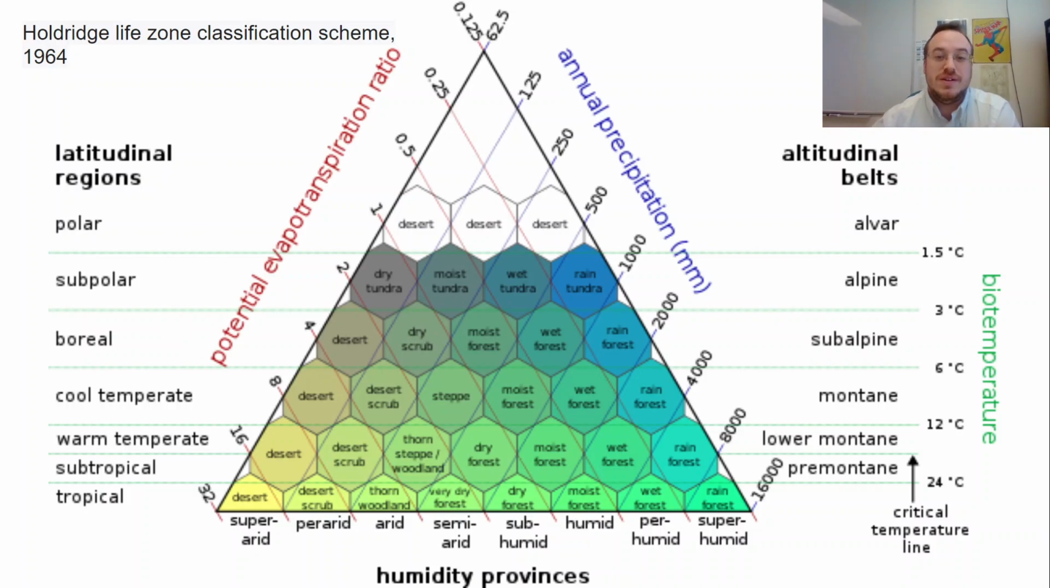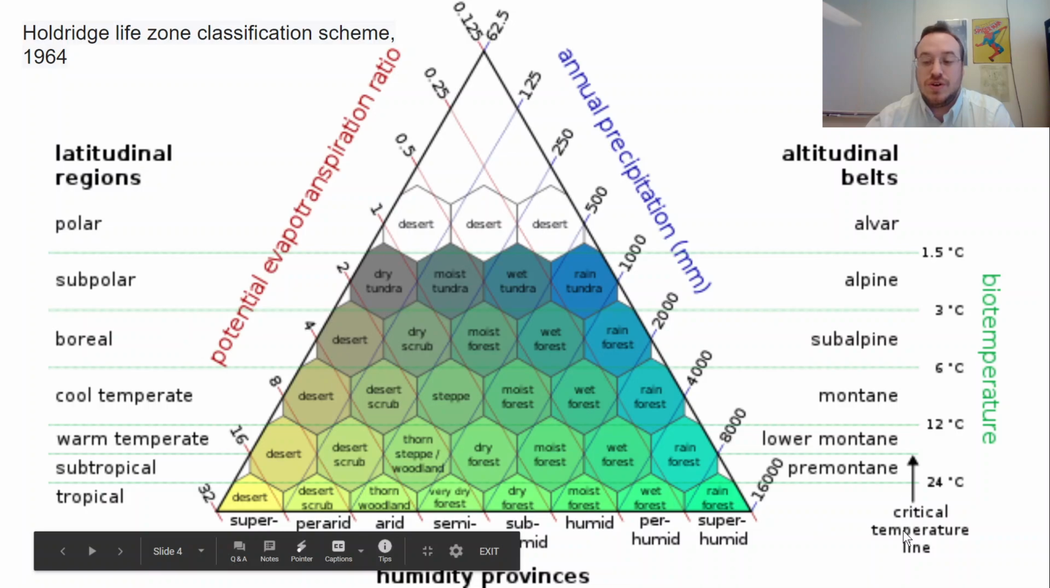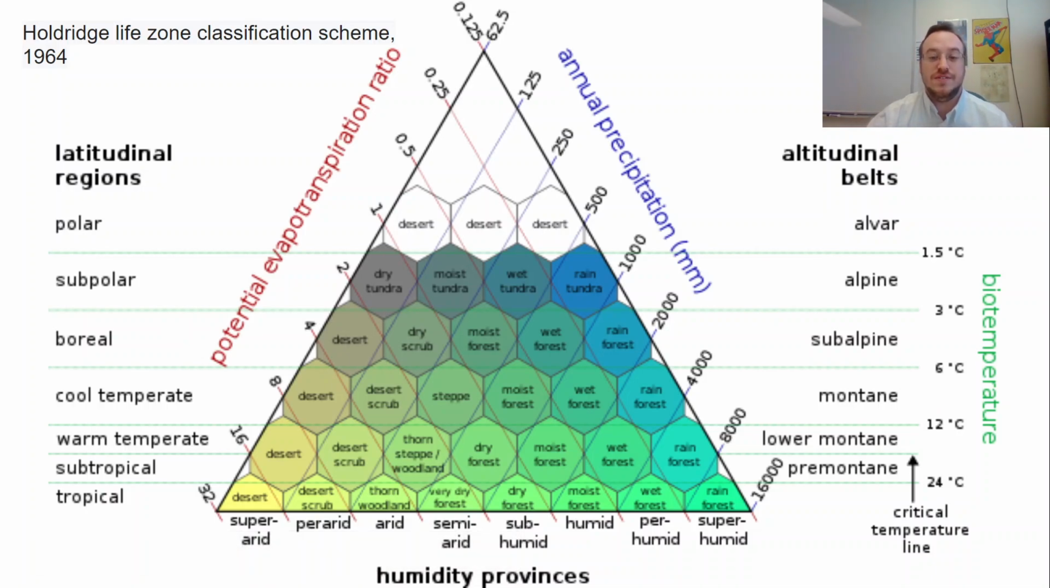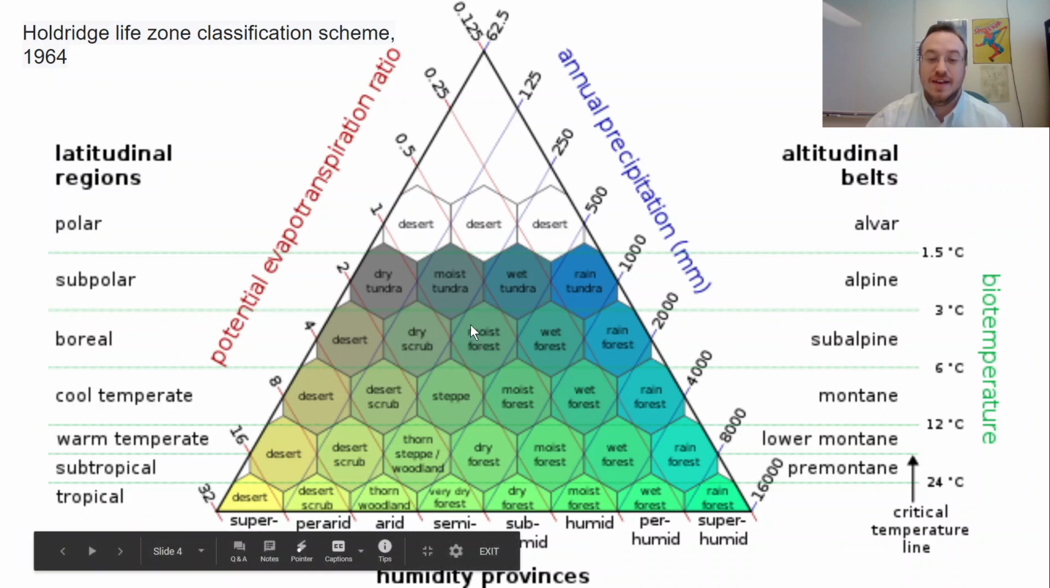The altitudinal belts is the elevation, all right? So alvar, alpine, subalpine, montane, lower montane, and pre-montane are the altitudes, and from those we have average temperatures. So Holdridge used critical temperature lines to say, okay, here's the average temperature for the time. Right? So you would use all of this data to find a specific biome, right?